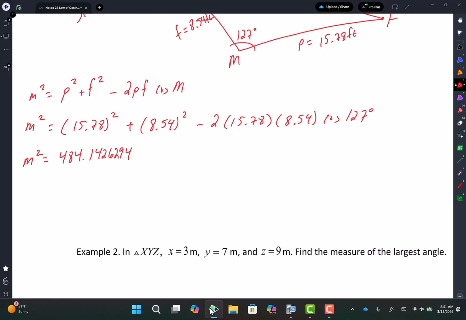There it is. All right. I don't want m squared. How do I get m by itself? Square root. Whatever I do to one side, you do to the other. Square root, square root. So here we go.